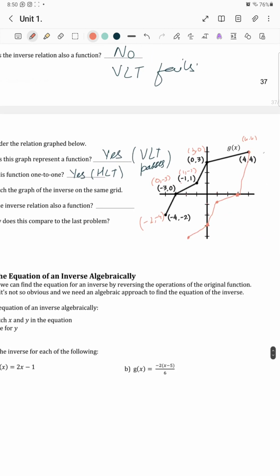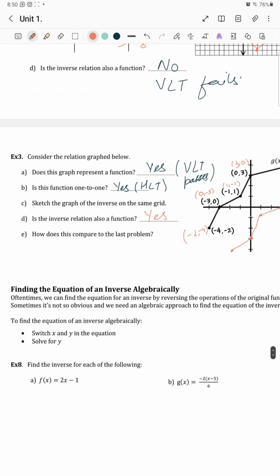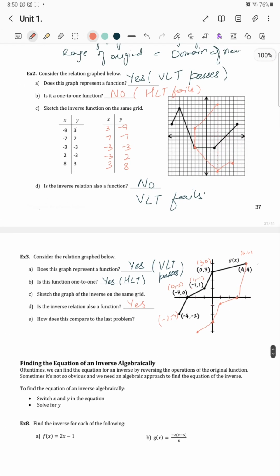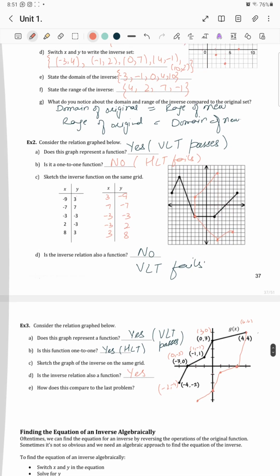It's an inverse relation of the function. So yes, the inverse relation is a function too because it passes the vertical line test. How does this compare to the last problem? The original function of the last question is not one-to-one, but this one is one-to-one.